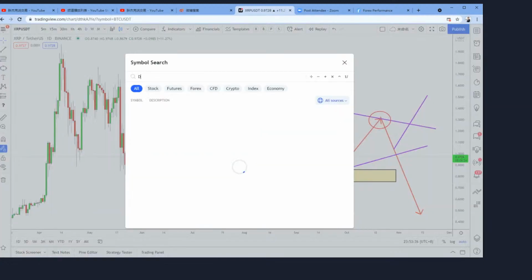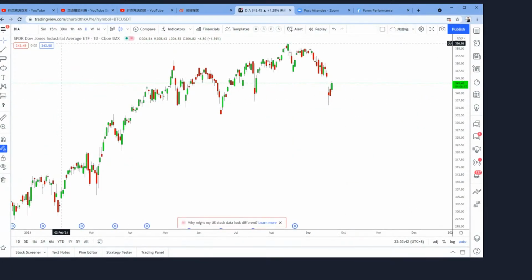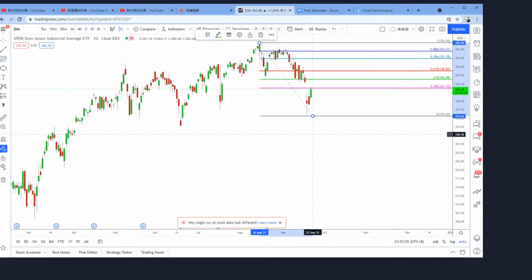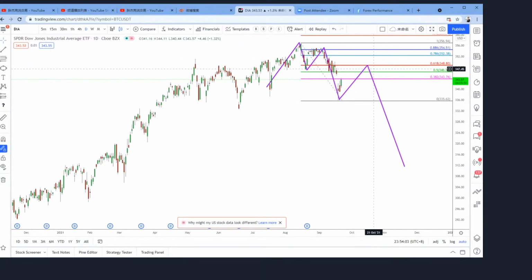All right, DIA. What is DIA? The SPDR Dow Jones Industrial Average ETF. Are you talking about this? DIA has a problem. We have a double bottom already formed, then a pullback to 618. Maybe you want to sell. Yeah.